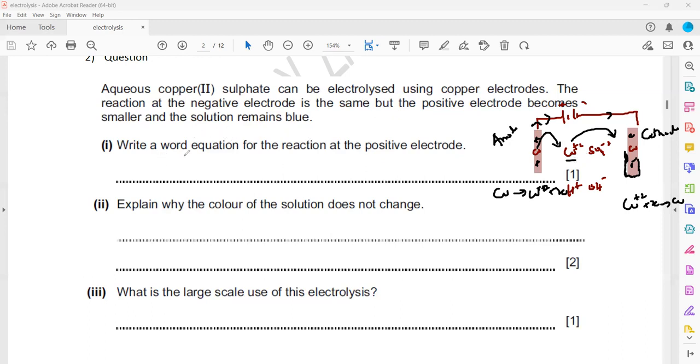So the question is, write a word equation for the reaction at the positive electrode. What is the reaction at the positive electrode? Because it's a word equation, we'll mention copper atom, because initially we have copper atoms at the anode. The anode is the positive terminal. So a copper atom turns into a copper ion and gives out 2 electrons.